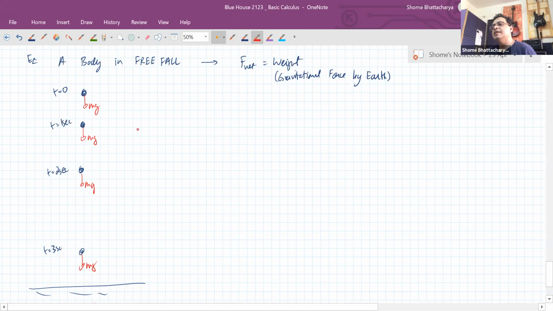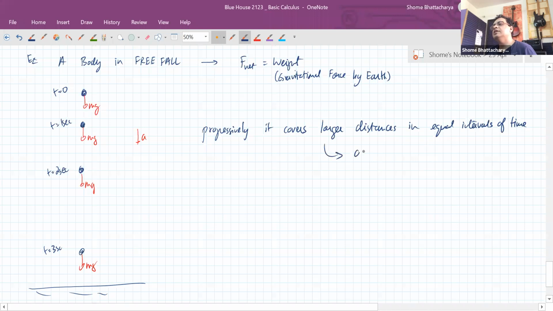Because it is having an accelerated motion, you can see that progressively it covers larger distances in equal intervals of time. So we say that it is having an accelerated motion.